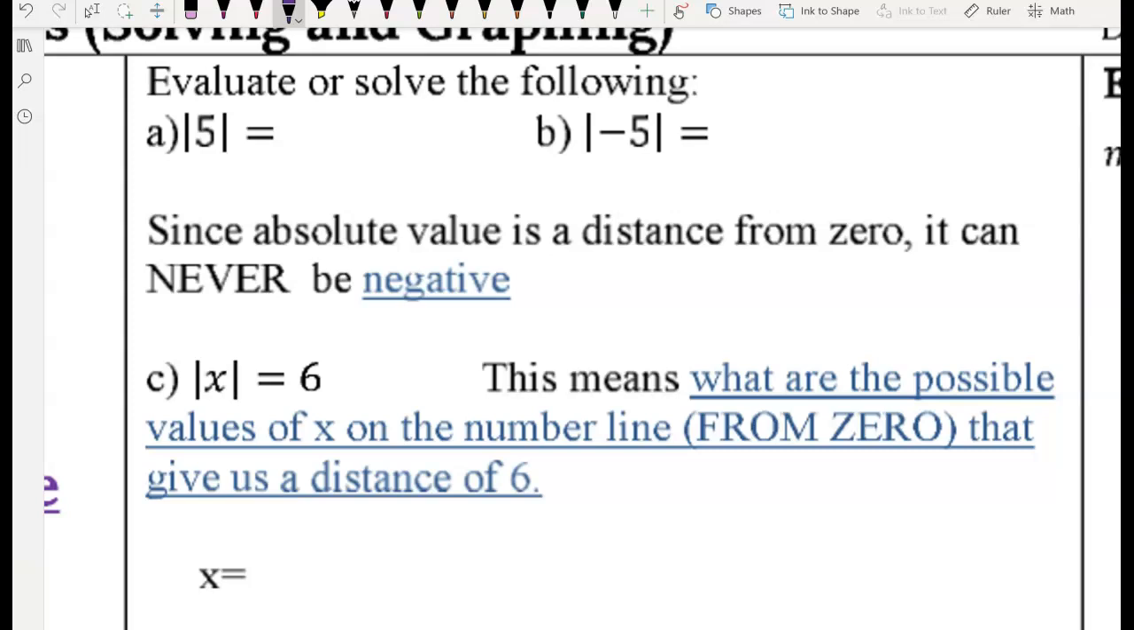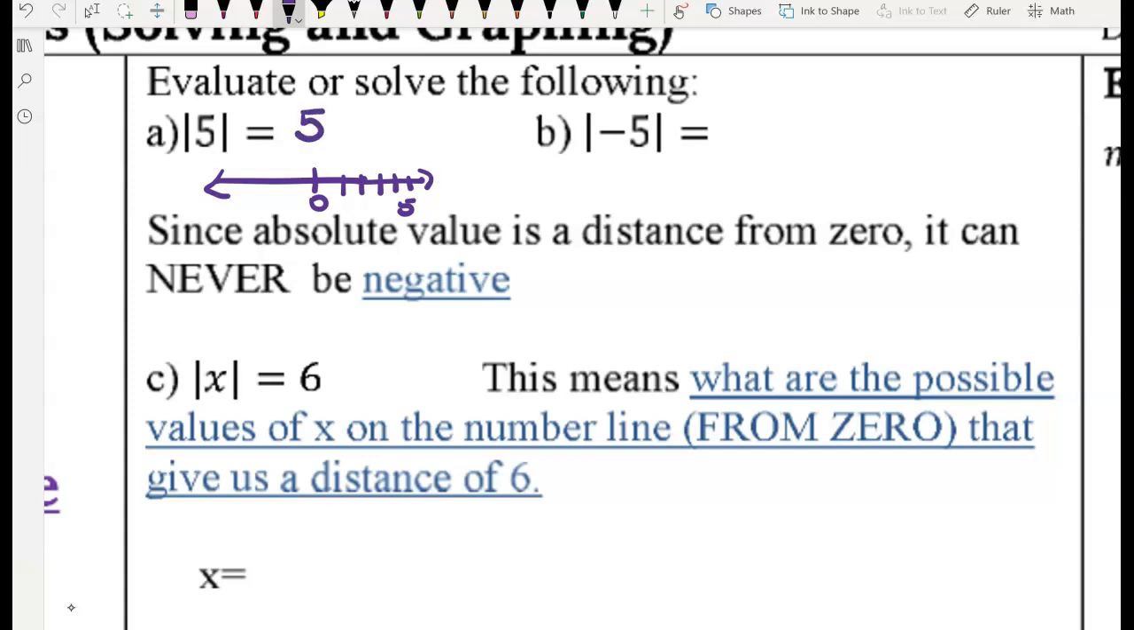Absolute value, students, of 5. The distance from 0, okay? So that means if you have an absolute value of 5, that means the distance from 0 is 5. 1, 2, 3, 4, 5. Here's 5. That means the distance is 5.